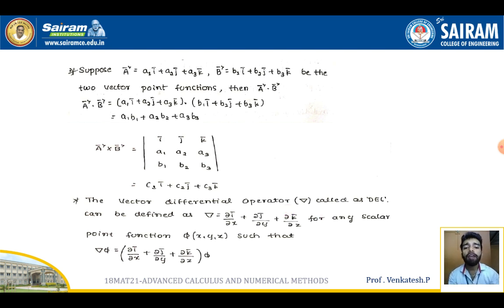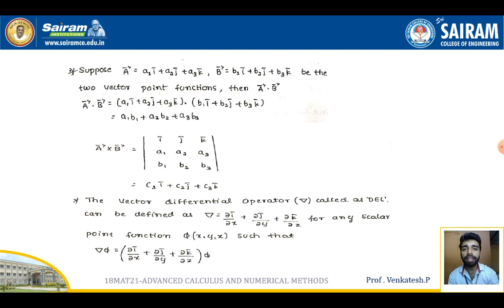Now for the scalar point function phi of x comma y comma z, I'm going to apply this vector differential operator to the scalar phi of x comma y comma z. I'll get del phi, or we can call it grad phi also. It is given by dou by dou x i cap plus dou by dou y j cap plus dou by dou z k cap acting on phi.